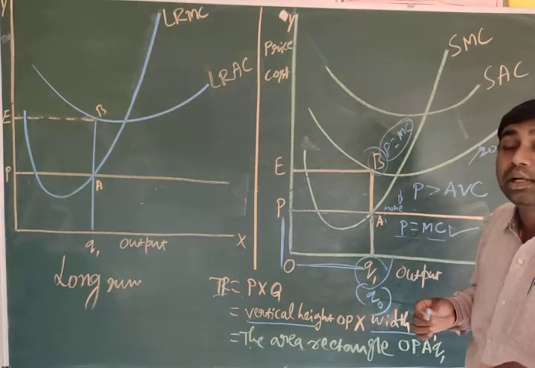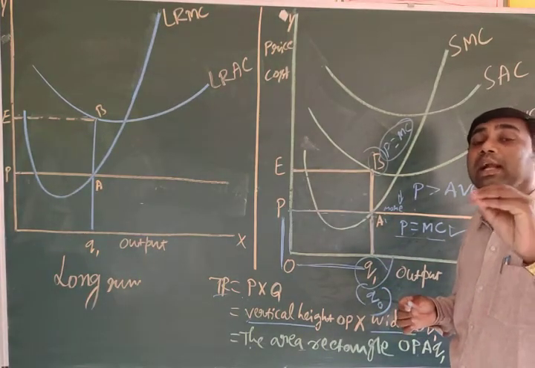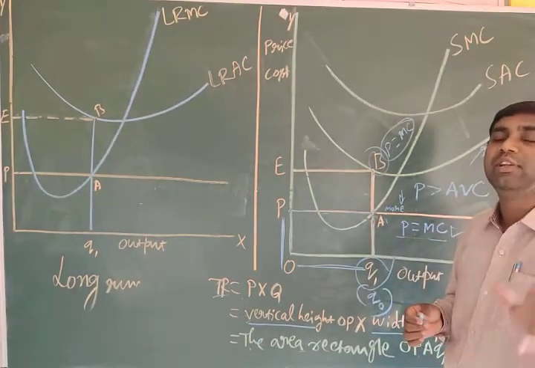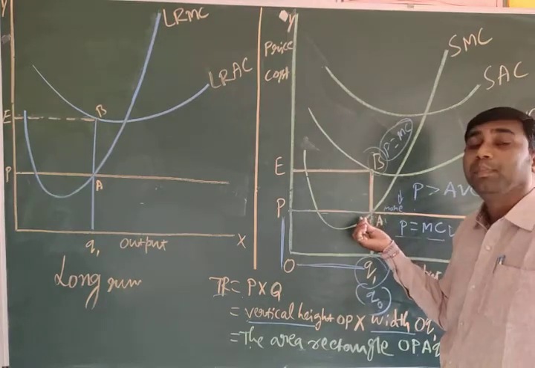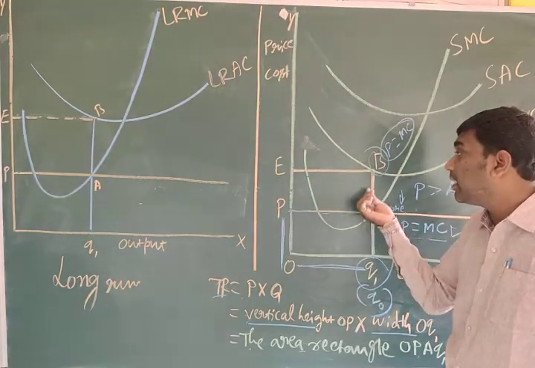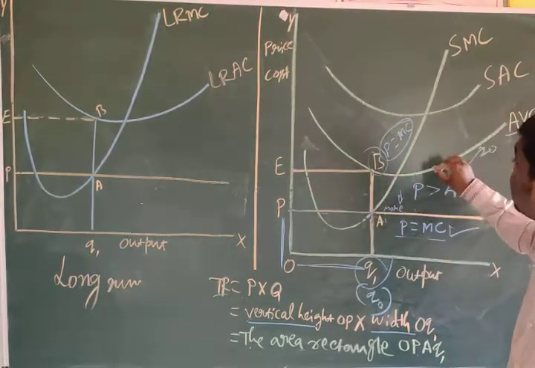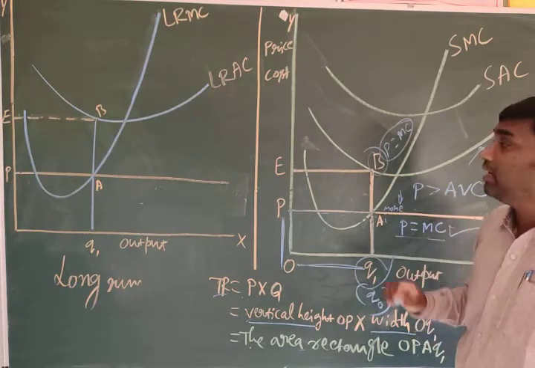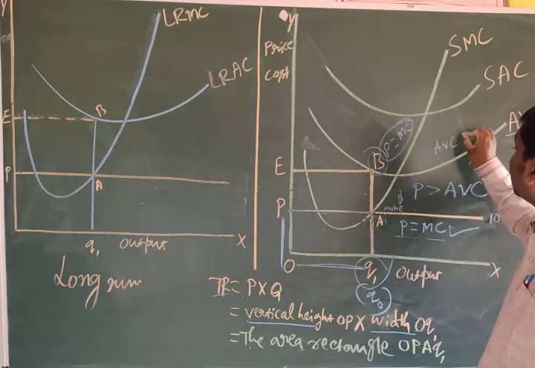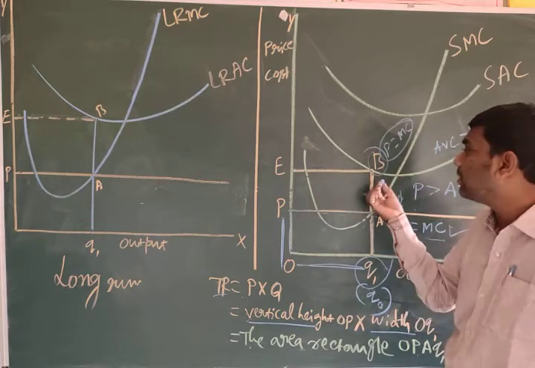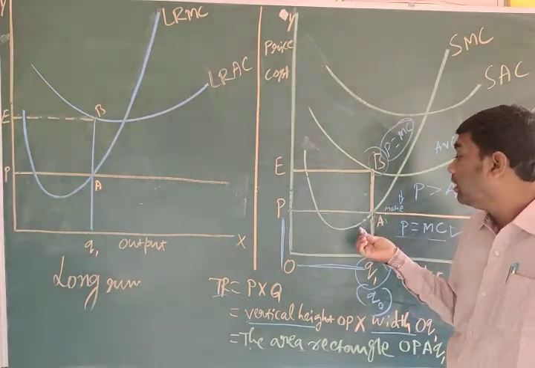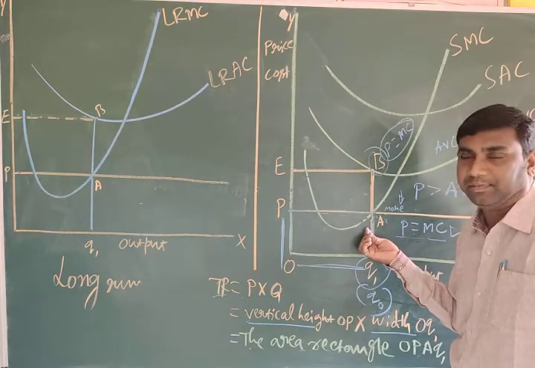But what about the third condition? Price should be greater than AVC in the short run, otherwise price should be equal to AVC. What's happening here? It is not. Price should not be less than the AVC. Here, AVC is greater than price. AVC greater than price. So that's why the firm will get a loss. Why? Because average variable cost is more and price is less.